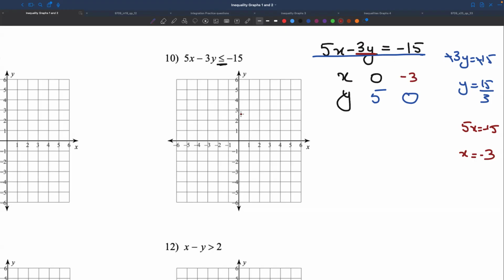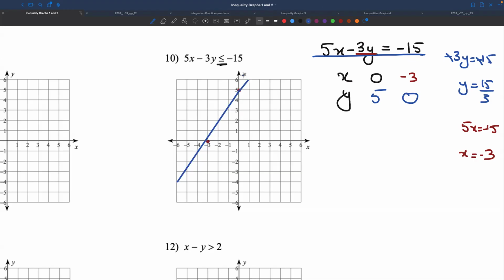To sketch a line, it's enough to have 2 points. So one of the points is 0 and 5. The other point is minus 3 and 0, and that will be over. Okay? So that's the first bit. And then you just join the points. You join the points to make a straight line.